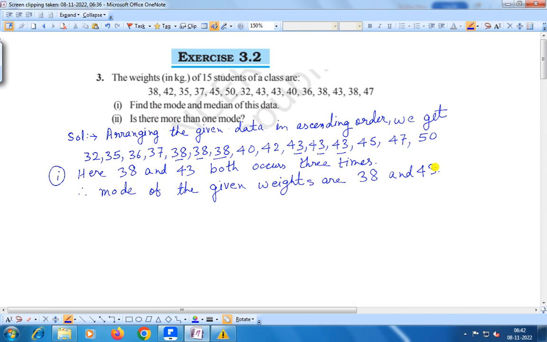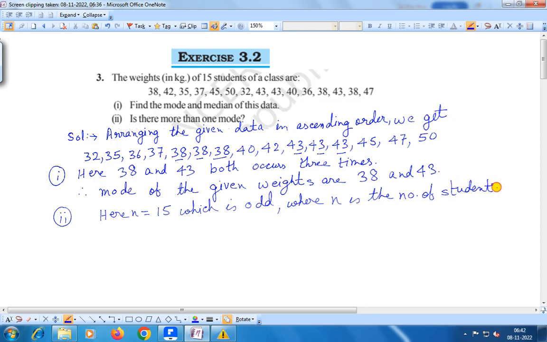Now we have to find the median of this data, right? Here n is equal to 15, which is odd, where n is the number of students, right?